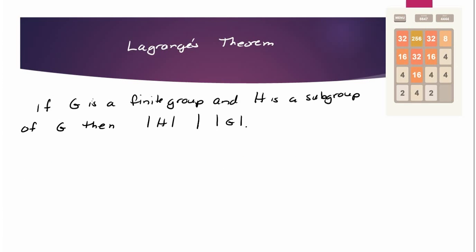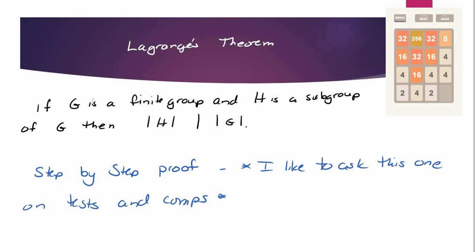So Lagrange's theorem says that if G is a finite group and H is a subgroup of G, then the order of H must divide the order of G, as we saw with the examples from the dihedral group. I'm going to present this proof step by step. I love this proof and I love this theorem, and I love to ask this one on exams, and I love to ask this one on comps.